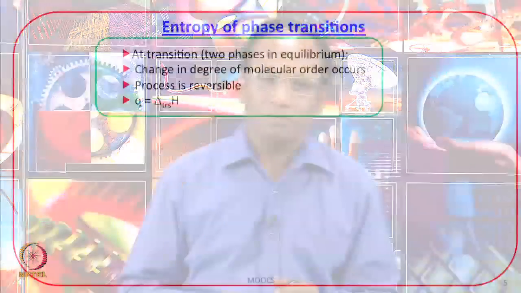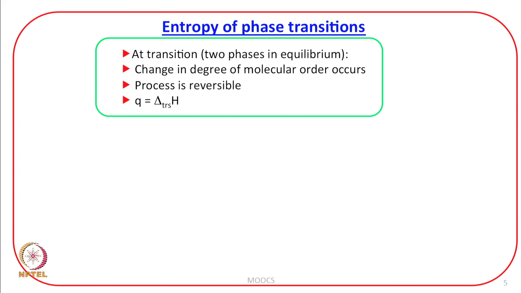Now, let us take another special case, the entropy of phase transitions. What is a phase transition? A phase transition is a transition at which the phase of a system changes, the state of a system changes from one phase to another phase. An example of phase transition is the melting of ice, where water changes from ice to liquid water.